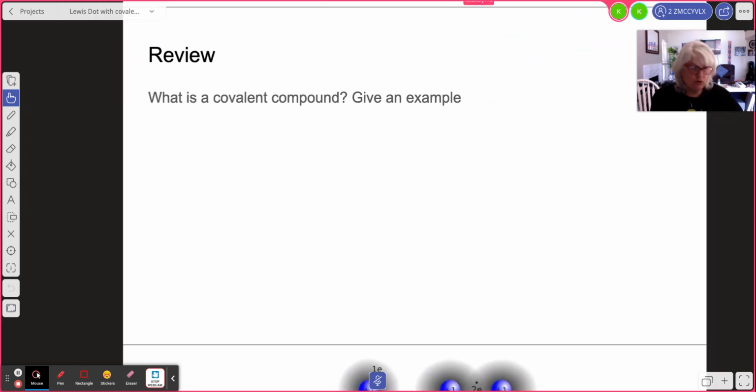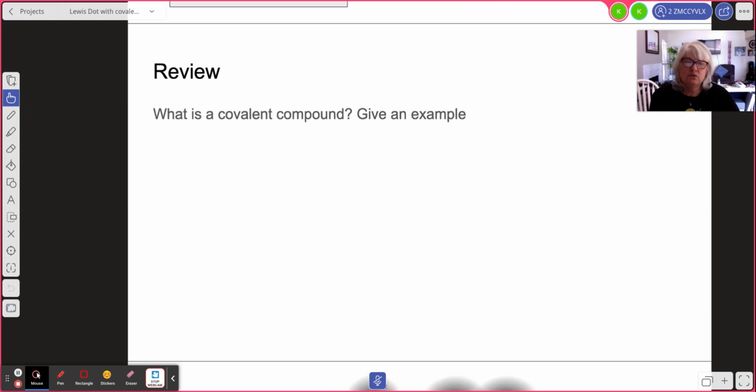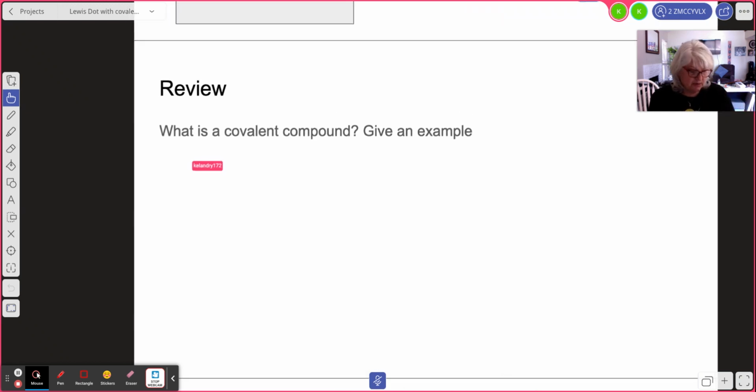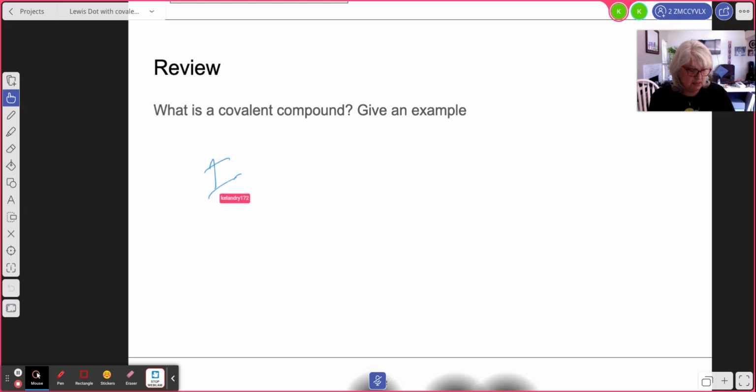Let's review what a covalent compound is. We talked briefly about 2 different types of bonds. We talked about ionic bonds, and those are between metals and nonmetals. Those give and take electrons, so you create ions, right? You create cations, which are positive, and anions, which are negative, and those are attracted to each other.